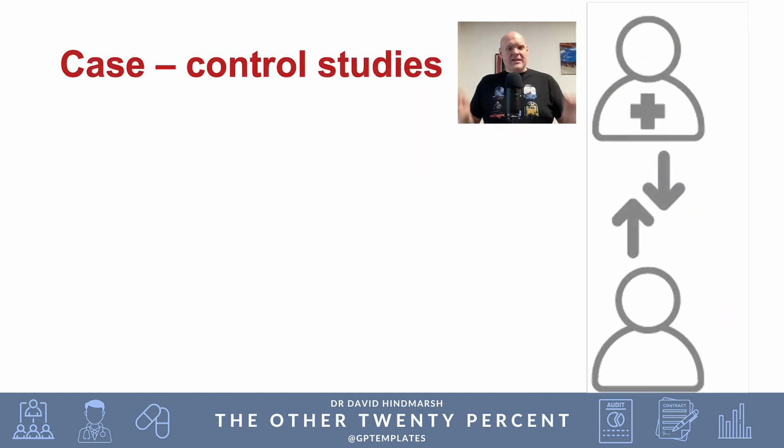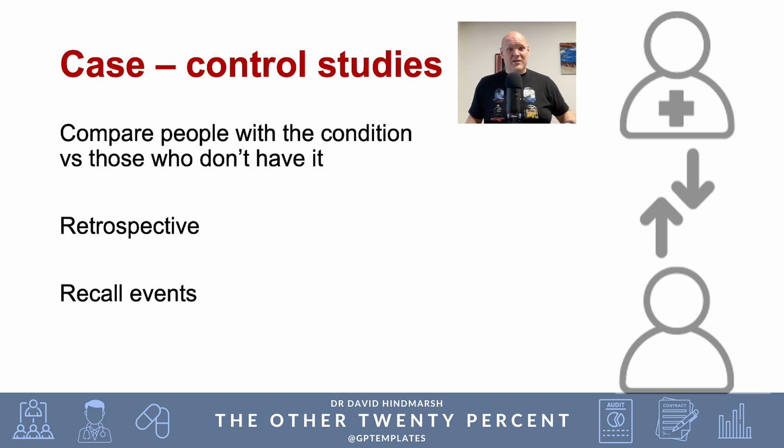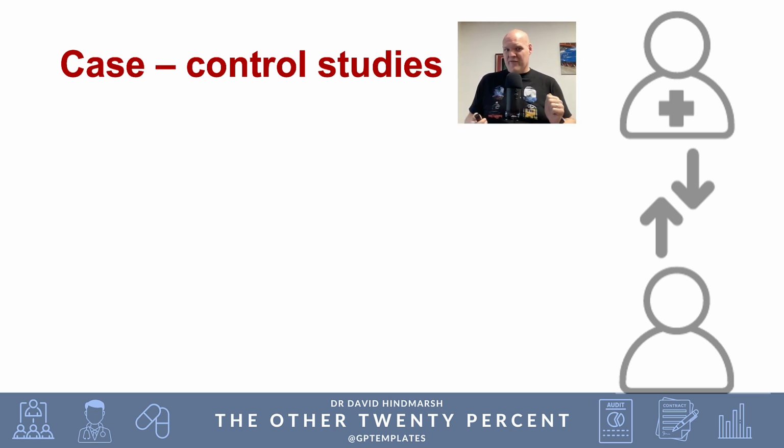Looking at case control studies first, what we're doing is comparing a group of people with a condition versus those that don't have it, and it's only retrospective, i.e. there's someone sat there with a question, interviewing the patient or the control group and expecting them to look back in the past for this. They're expected to recall events, and that can be a bit of a problem. But let's talk through these.